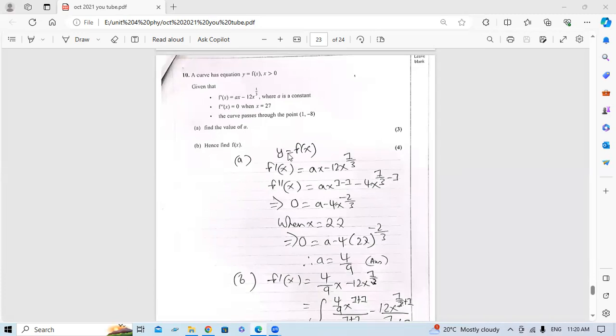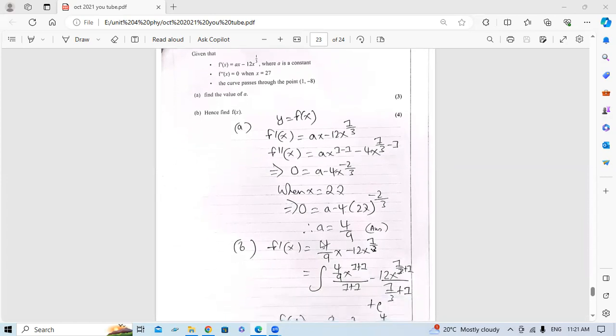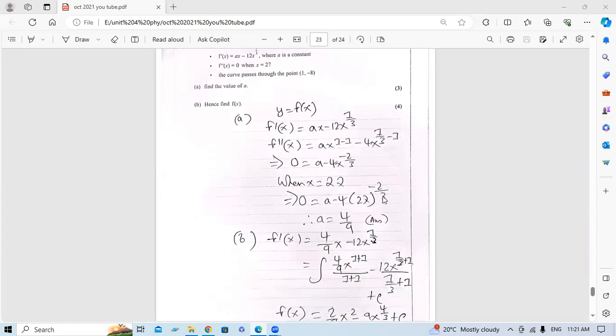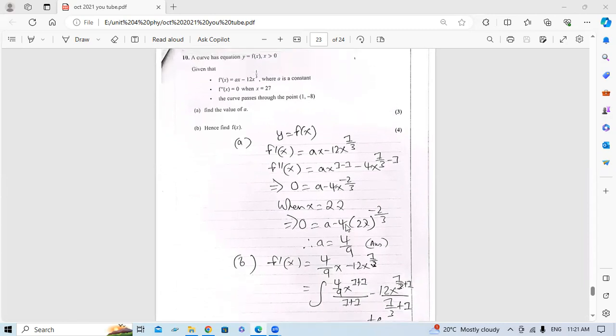In part a, it is already given y equals f(x), so f prime x equals ax minus 12x to the power 1 by 3. Differentiating, f double prime x equals a x to the power 1 minus 1 minus 4x to the power 1 by 3 minus 1. We take f double prime x as 0: a minus 4x to the power minus 2 by 3. When x equals 27, 0 equals a minus 4 into 27 to the power minus 2 by 3, and the a value will be 4 by 9 in part a.